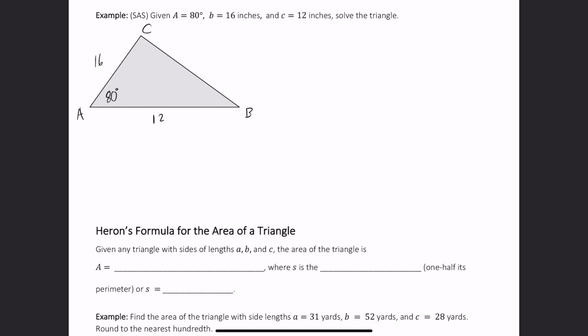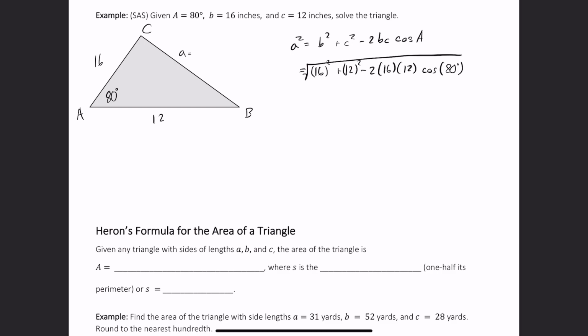Okay, so let's solve for side A. So using law of cosines, we know that A squared equals B squared. Okay, plugging this in, we'll have, and we would take the whole square root of this. We would get roughly 18.3. So that is A.